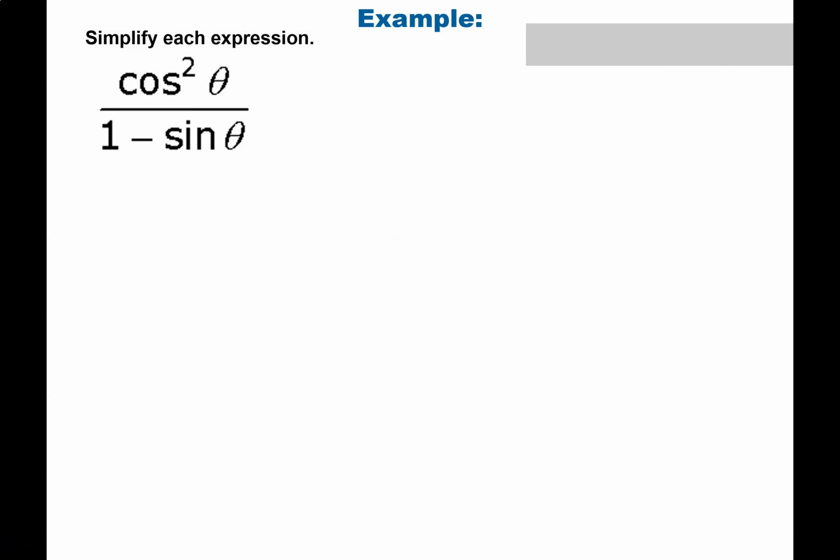You want to simplify this expression as well. So you have cosine squared theta over 1 minus sine theta. All right, you want to look at all of those identities I gave you. On the top, that cosine squared theta should ring a bell. You should be thinking of those Pythagorean identities. So let me show you the one that it actually pertains to, or the one you should be using, which is that one there. Okay, so I rewrote it.